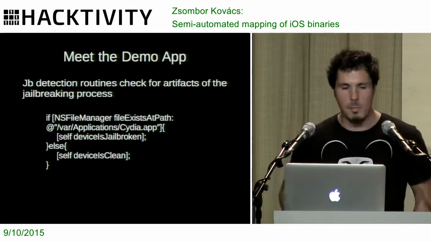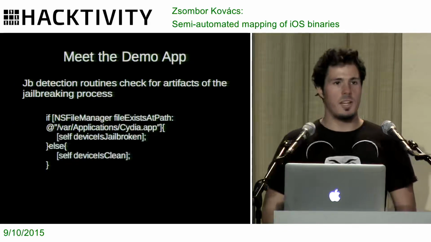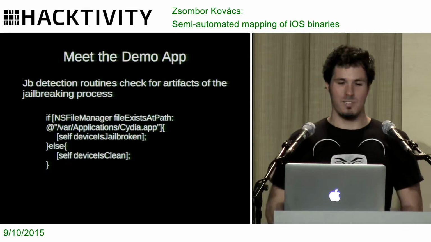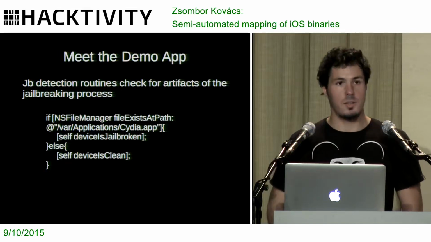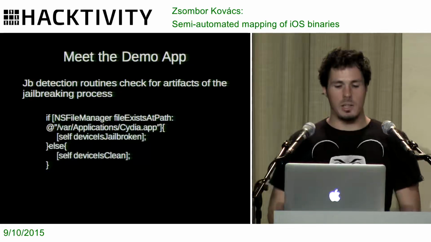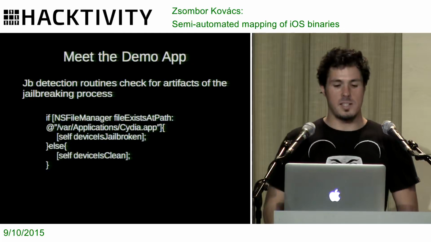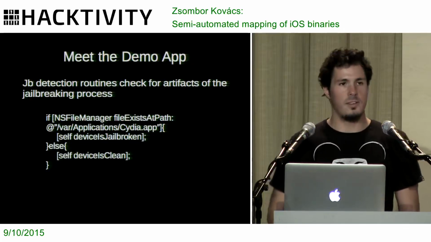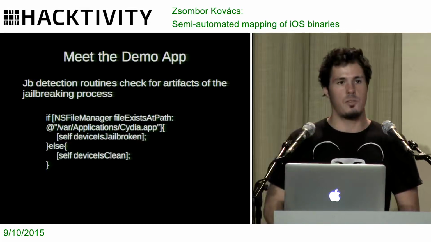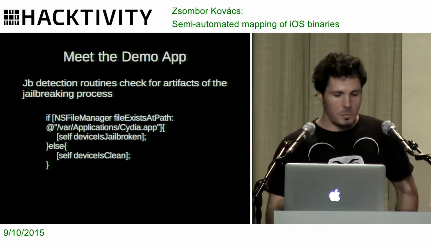Okay, before we move on, meet my really nice demo application, which is pretty much these five or six lines of code. We check whether or not a particular file within the file system exists. In case it exists, we invoke one function, and if not, we invoke another. And that's pretty much it. Even if you are not fluent in Objective-C, it's pretty straightforward what it does. So when it comes to disassembly, this is what it looks like.